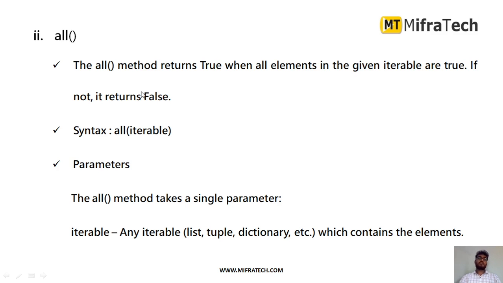There is one more function called all. It will check whether all the elements in a given iterable are true, like in a list, a tuple, or a dictionary. If all are true it will give output as true, or else it will give false. The syntax is all, and inside you give an iterable like a dictionary, a tuple, or a list. As I told, the parameter is an iterable, such as a list, tuple, or dictionary. We'll see with an example.